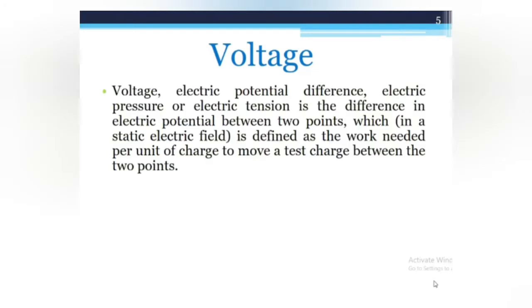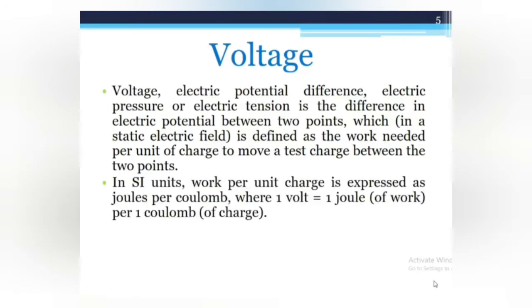Voltage. Voltage, electric potential difference, electric pressure or electric tension is the difference in electric potential between 2 points, which is defined as the work needed per unit of charge to move a test charge between the 2 points. In SI unit, the work per unit charge is expressed as joule per coulomb, where 1 volt equals 1 joule per 1 coulomb.